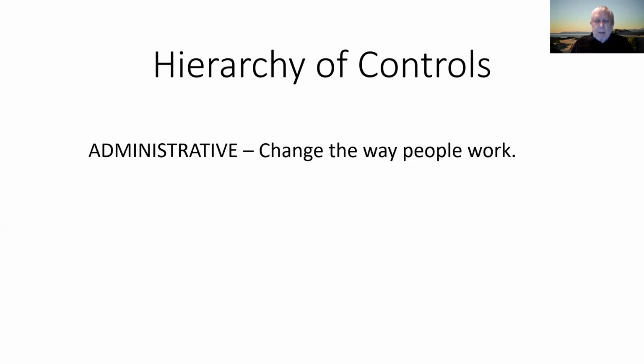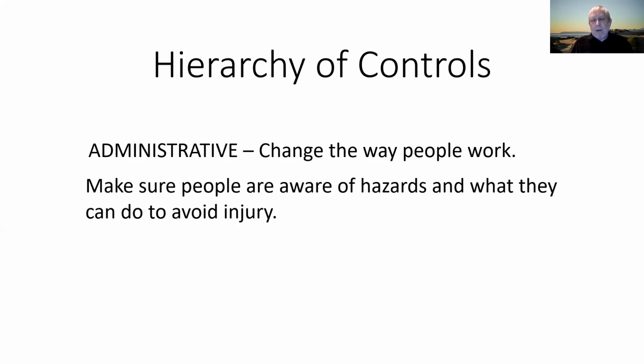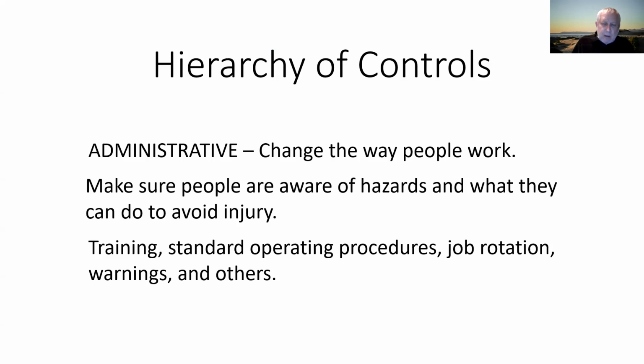Administrative, change the way people work. Make sure people are aware of hazards and what they can do to avoid injury. Training, standard operating procedures, job rotation, warnings, and others. Now, the allure sometimes of using an administrative control to management is it's cheap. You don't have to spend any money. If a guard's going to cost a lot of money, then, well, can we do it some other way? Maybe, but probably not. If a guard's needed, you probably need to have a guard.